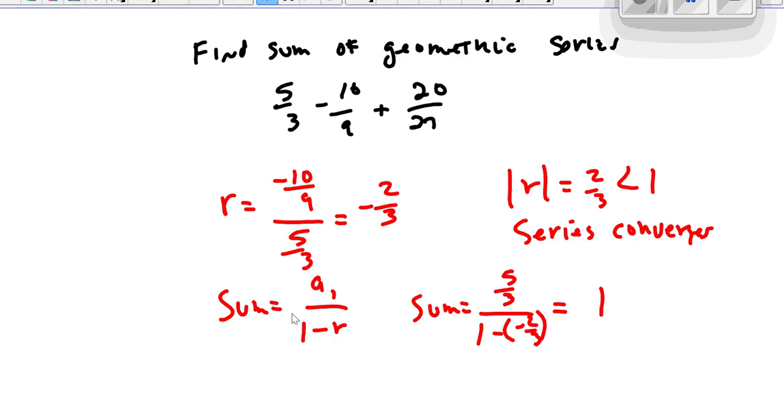So to find the sum, that's just a1 divided by 1 minus r. So I'm taking 5/3 divided by 1 minus negative 2/3. Okay, and that equals 1. So that's our sum for that series.